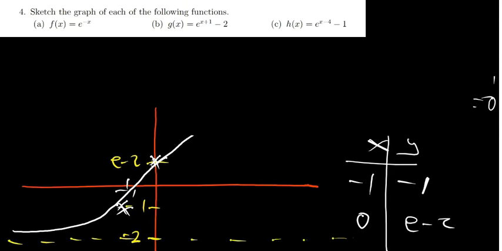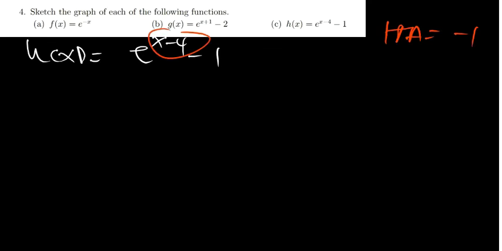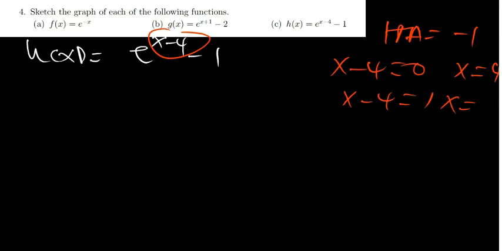Let's go to part C. We see how we can solve part C. So part C is h of x is equal to e raised to the power x minus 4, minus 1. The number which is not having the power, that is our horizontal asymptote, negative 1. We take the power and equate it to two things: x minus 4 is equal to 0, and x minus 4 is equal to 1. Let's solve for x. x will be equal to, if I shift 4 to the other side, 4.